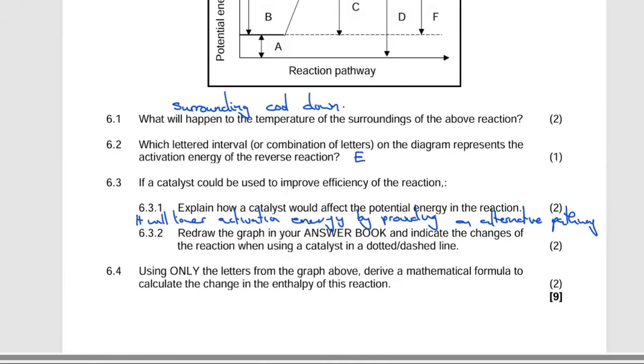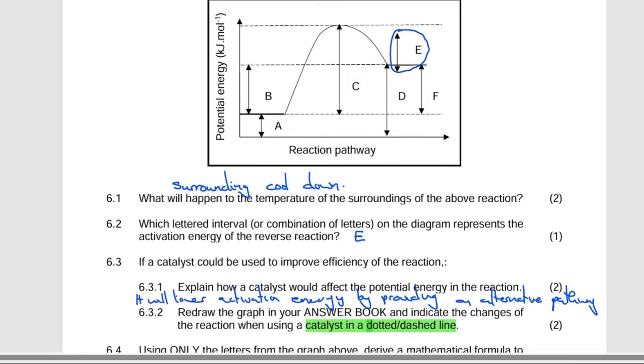Now the next question says read through the graph in your answer book and indicate the changes of the reaction when using a catalyst using a dotted or dashed line. I'm not going to read through. What I'm going to do is make use of this graph that we already have here. I'm going to use a dotted line. We're trying to lower the activation energy, so this is the path it is going to follow. That's how it's going to look.